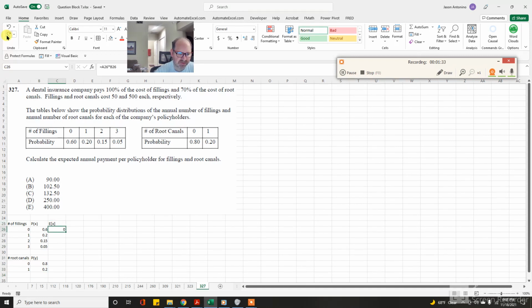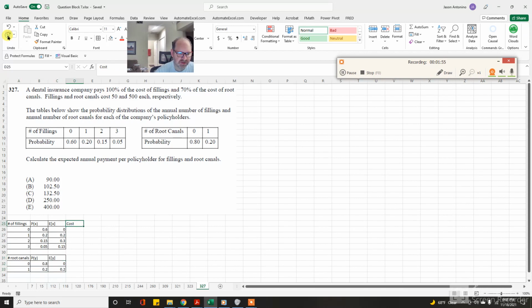EX is the expected value of X, which is the number of fillings times the probability of said filling. So 0 times 0.6 is of course 0, 1 times 0.2 is 0.2, and you get the idea. Continuing on for the other table, and now just adding some formatting here.